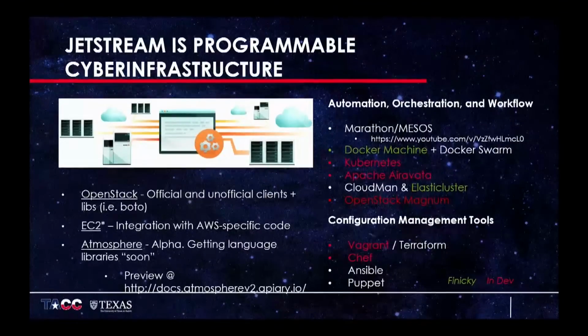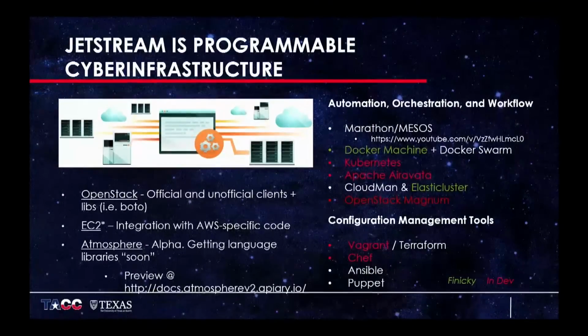So the idea here is that we have some programmable cyberinfrastructure, and we support a wide range of different applications. Here's some of your automation, orchestration, and workflows. The stuff in green is what we call finicky still. It hasn't quite gone into production. We're still testing. The stuff in red is in development. The stuff in white is actually running in production.